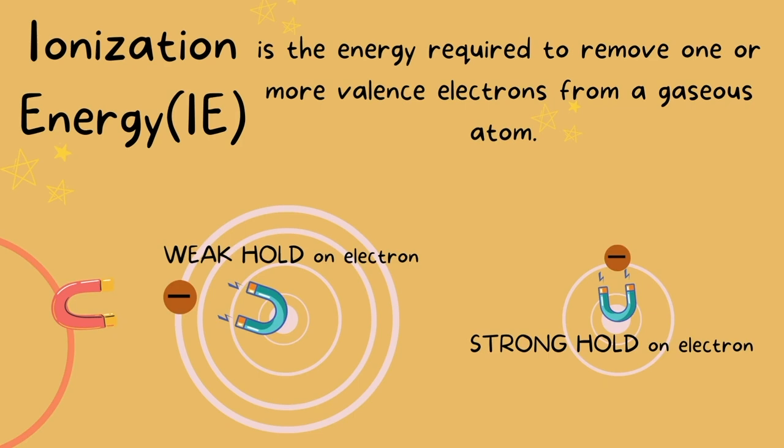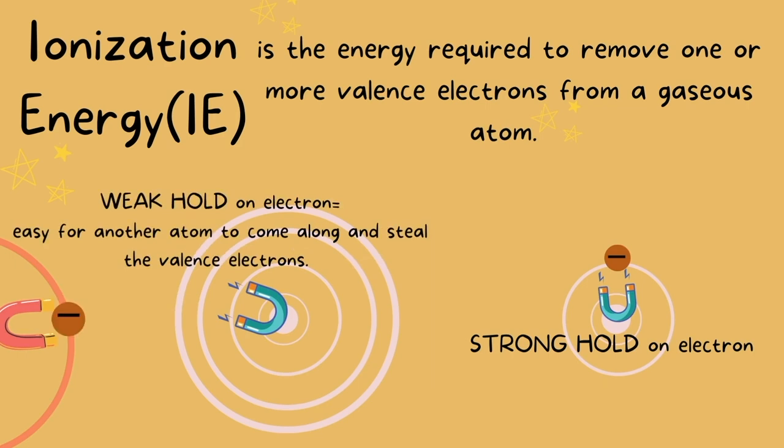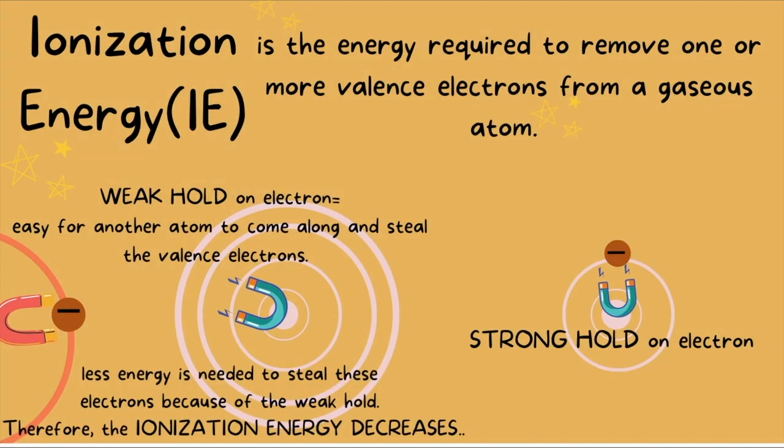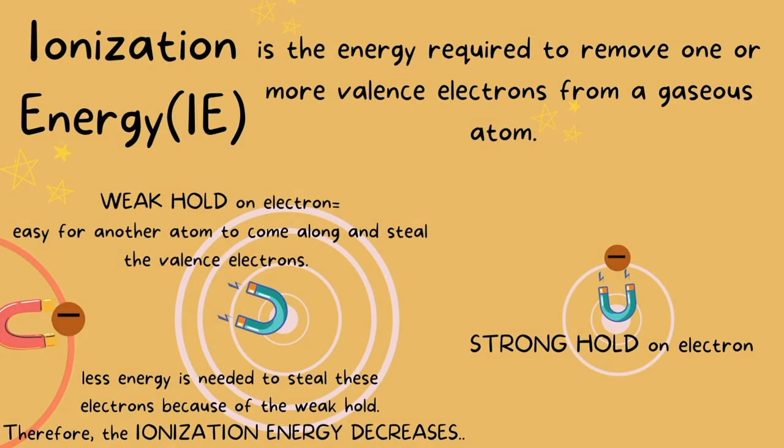It will be so easy for another atom to come and steal away this electron because the proton in the center has a very weak hold on it. So if it is easy to take the electron, then less energy is needed to steal it away. Think of it like if you're trying to take a ball out of someone's hands and the person is weak. It won't take that much energy for you to steal the ball away from their grip.